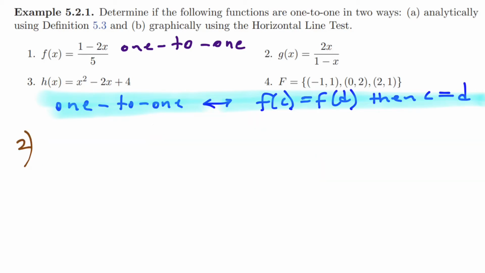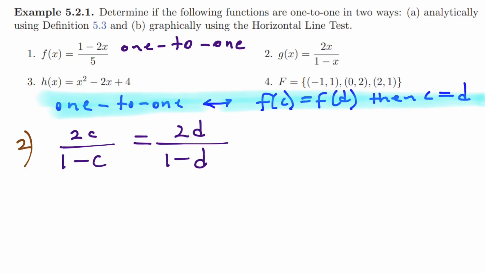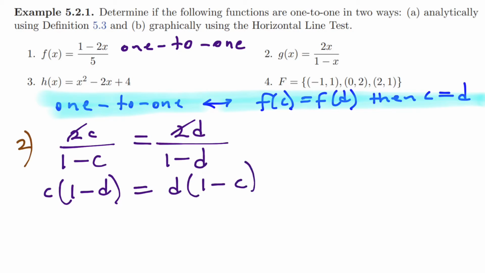So let's look at number 2. So first we'll set up f of c equals f of d. So that's 2c over (1 minus c) equals 2d over (1 minus d). So I can cross out those 2's. So I've got, cross multiplying, c times (1 minus d) is equal to d times (1 minus c).